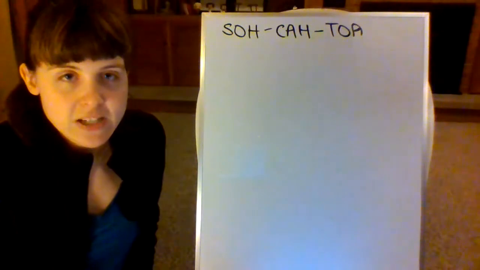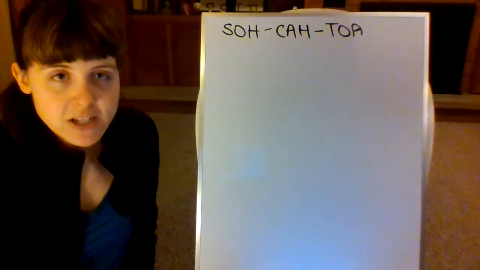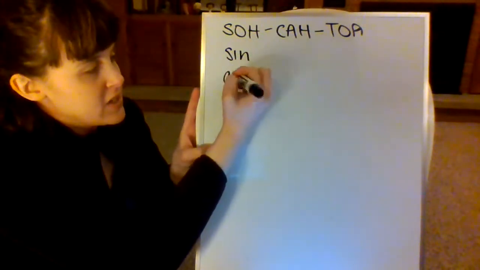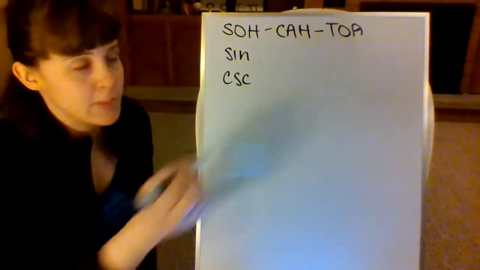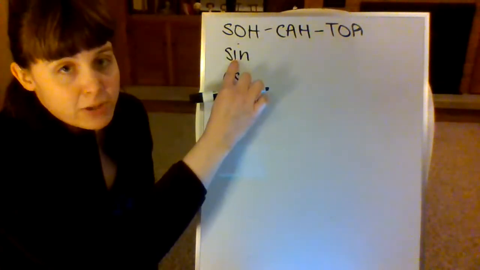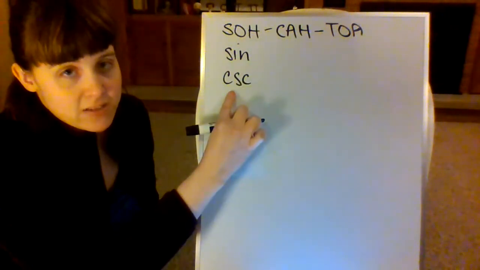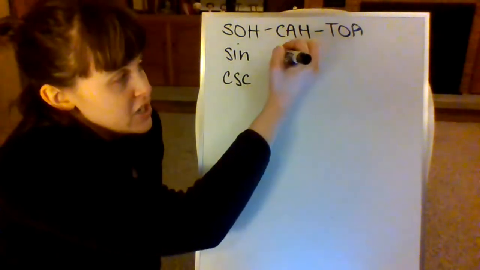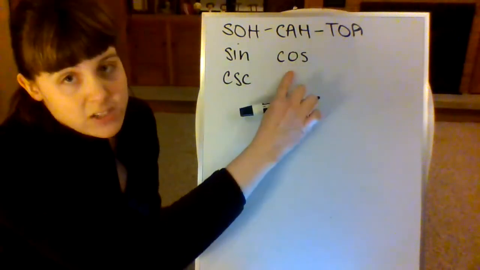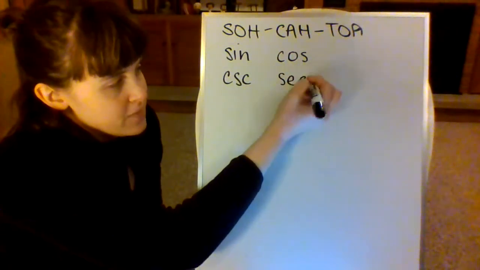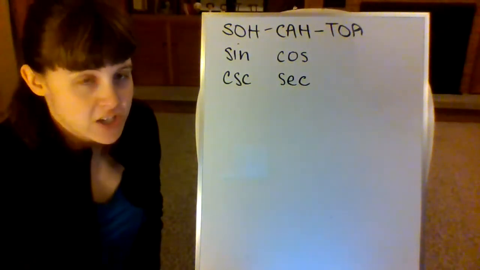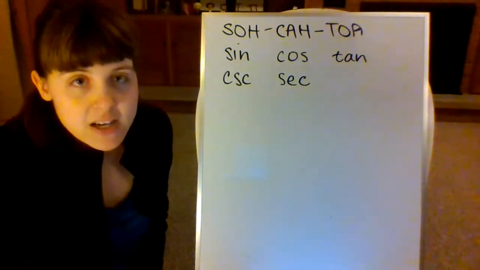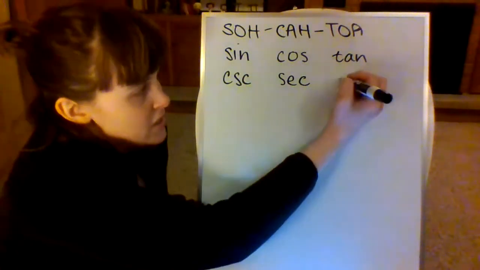Okay, so those are the three basic trig functions, but we also learned about their reciprocals. So the reciprocal of sine is cosecant. And if you remember, once you find sine, you just flip it over, and that's cosecant. Cosine is adjacent over hypotenuse, and its reciprocal is secant. And then lastly, we have tangent. Tangent is opposite over adjacent, and its reciprocal is cotangent.